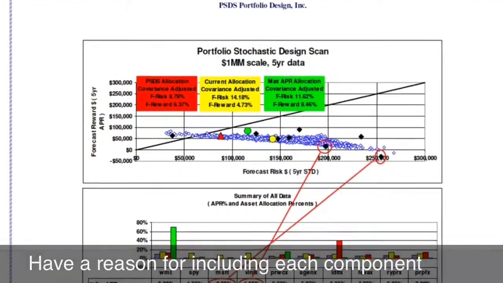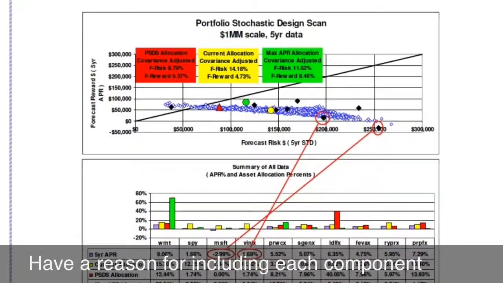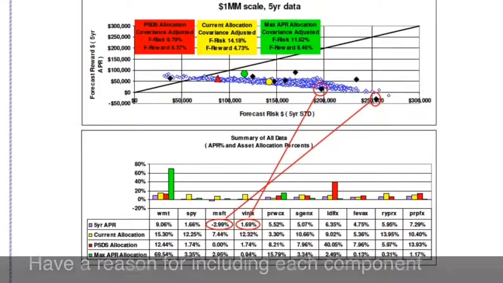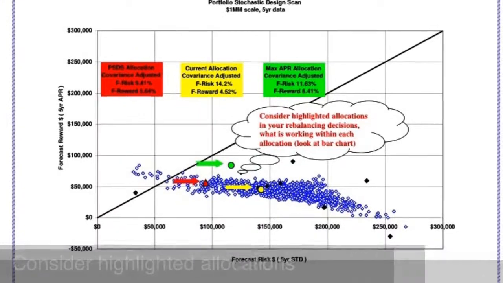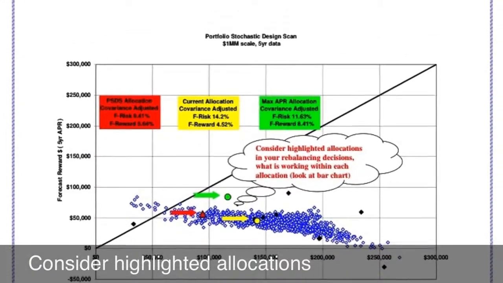Examining both charts helps you identify the components, their returns, and different portfolio contributions, adding information to help you reason through your portfolio changes. The highlighted scan allocations can be useful in helping rebalance your portfolio, which most studies recommend at least once a year.